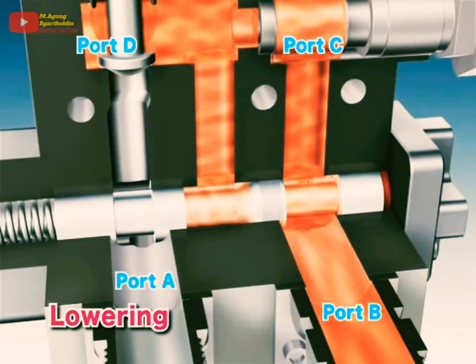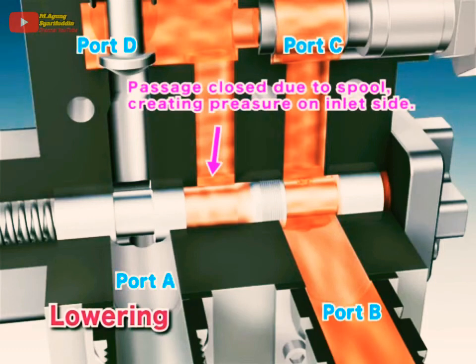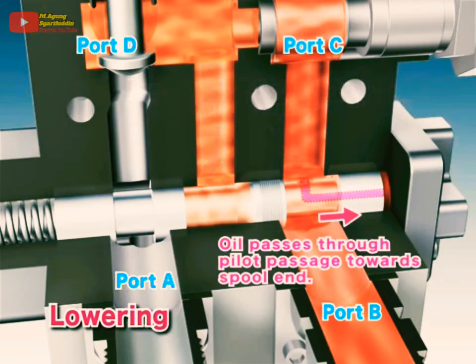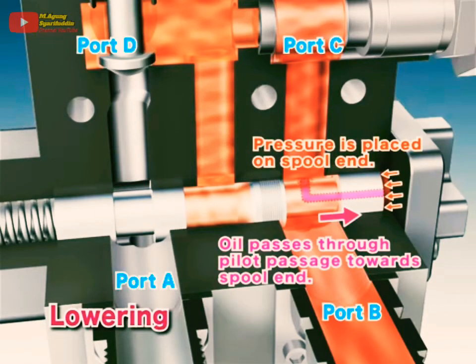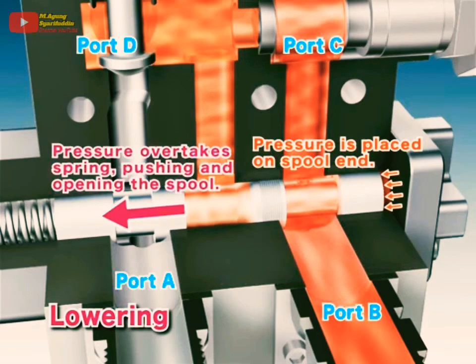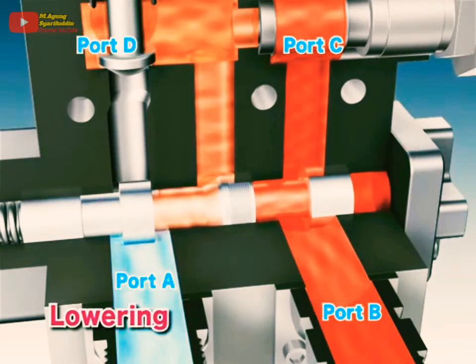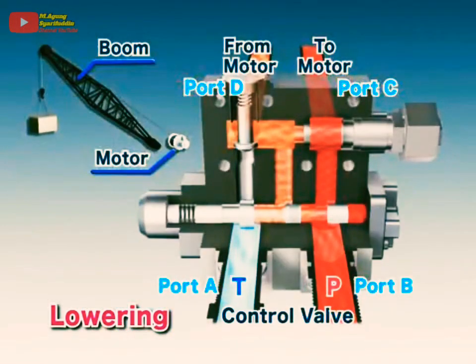With a circuit between ports D and A closed, pressure accumulates in the inlet side. As pressure builds, oil passes through the pilot passage of the spool and applies pressure to the side of the spool. This pressure gradually overtakes the spool spring, moving the spool. As the spool moves, the circuit between port D and A opens. This allows the motor to rotate, lowering the load.